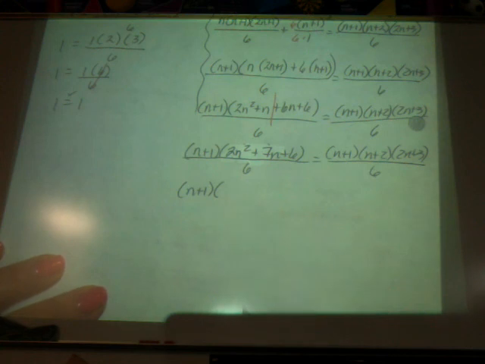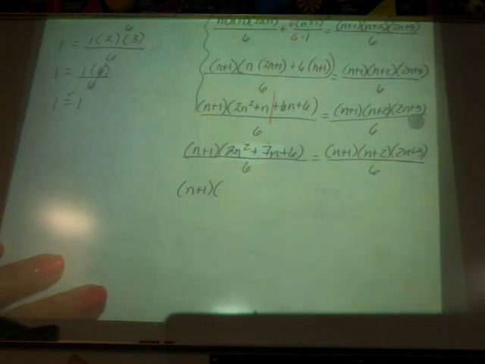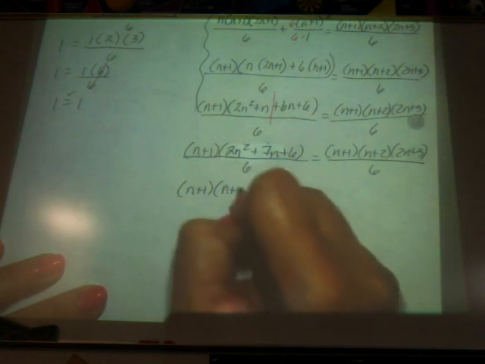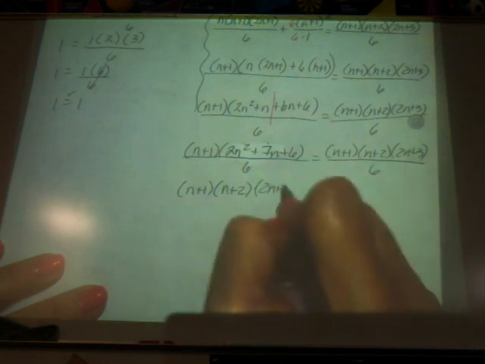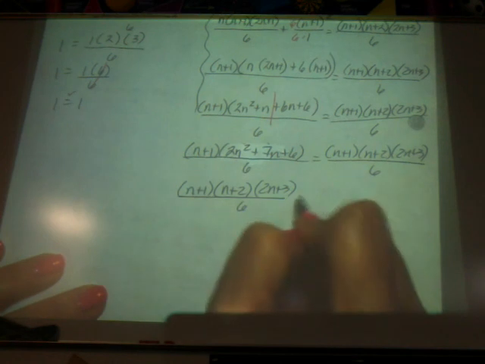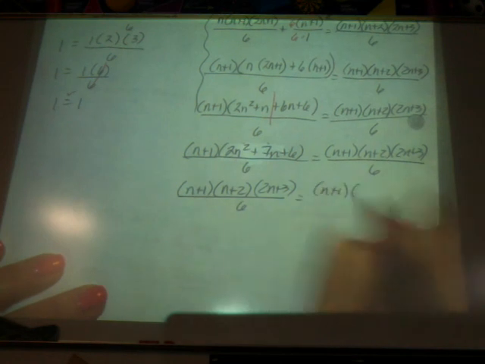I think we're in pre-calc. We can use our shortcut. I mean, we're trying to prove it, so we foiled it. Okay, good. So then I've got n plus 2, because you want them in the same order, and then 2n plus 3, all over 6 equals the same thing.